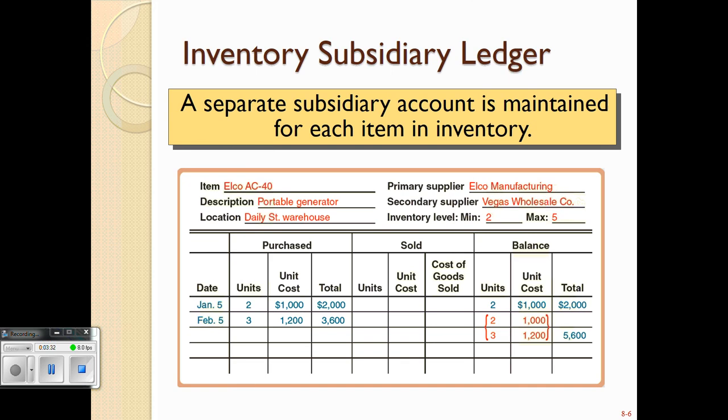Most companies, all companies that use some sort of a computer system, have some sort of an inventory subsidiary ledger. It may look something like this. Notice it's got the item, the description, a lot of times where it's located. And then towards the bottom here, it's got the units that were purchased, the date, how many units, what the cost is. It also has a column for how many were sold. And then it has a balance showing what's in inventory.